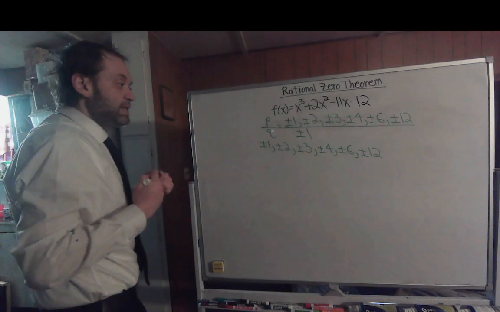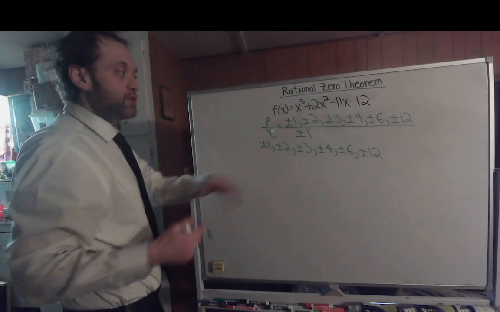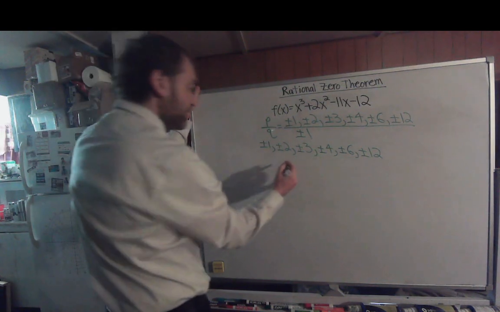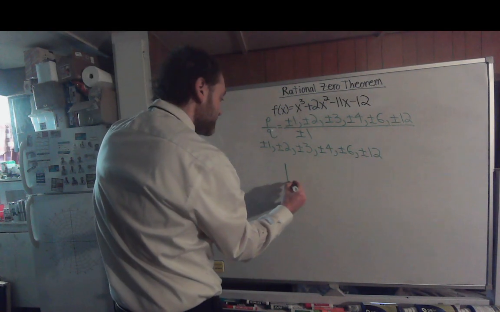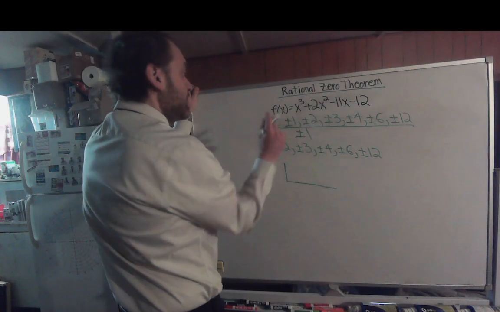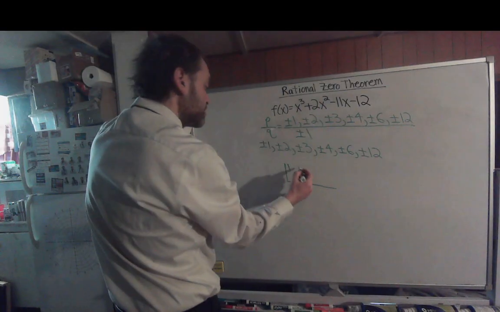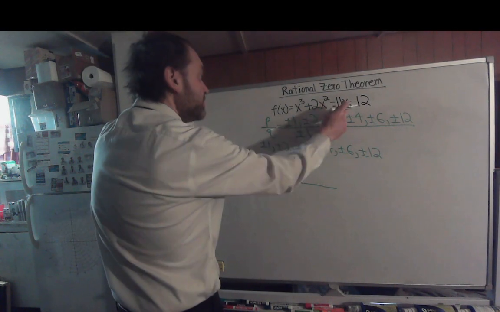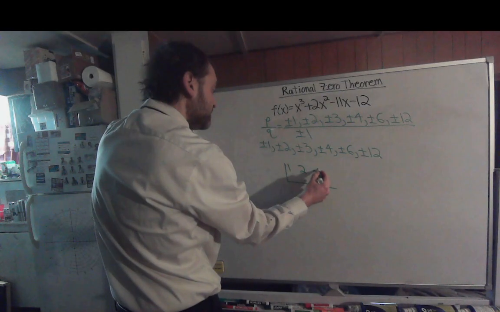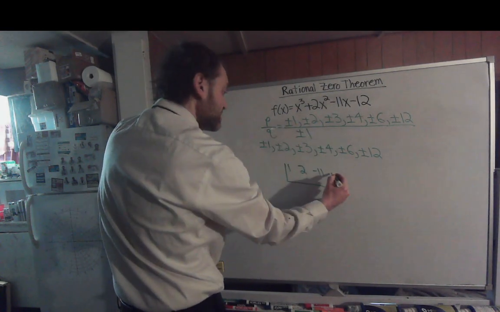Alright, so now we need to basically do trial and error and see which one of these will give us a remainder of 0. So let's do our synthetic division. Coefficient on x to the third is 1. Coefficient on x squared is 2. Coefficient on x to the first is negative 11. Constant term is negative 12.